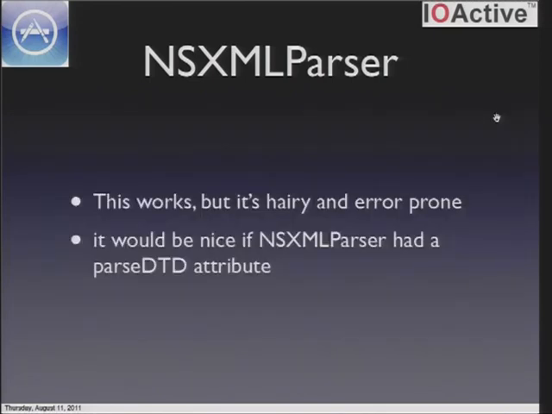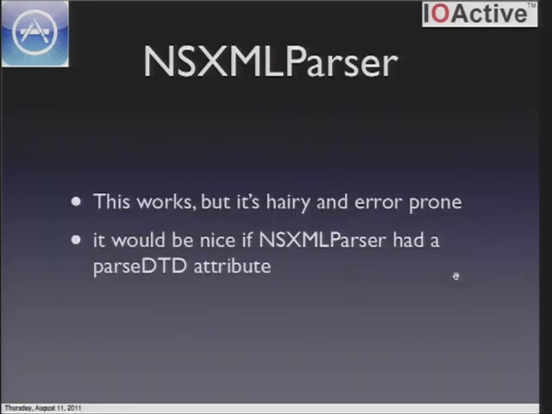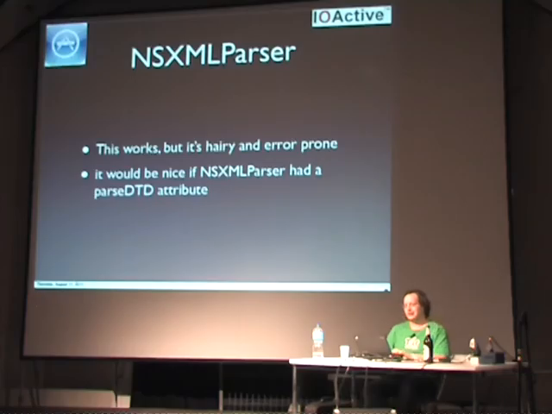It works. It's kind of hairy. It's error prone. Developers sometimes forget stuff, and if you forget to declare any one of these, then it might still be possible. So hairy, error prone. It should be easier. There should be a simple attribute in the NSXML parser object where you say don't do DDTs. That would be ideal.